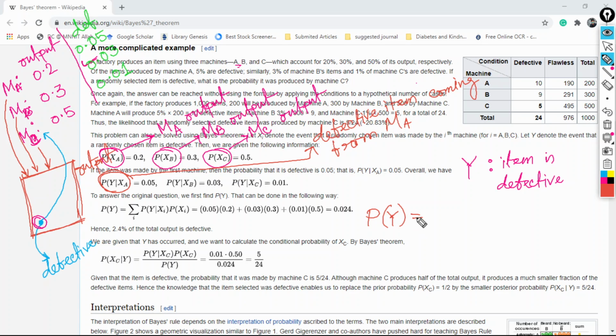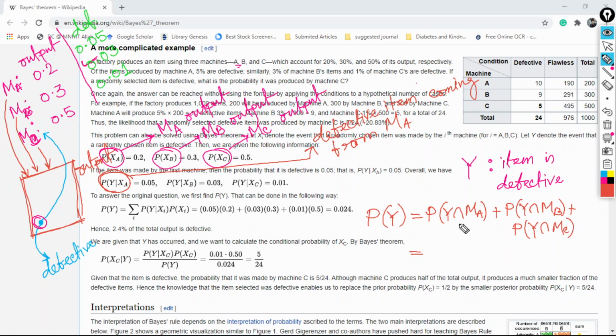The probability of defective items means the probability that the item is defective and it is coming from machine A, or the item is defective and it is coming from machine B, or from machine C. There are only three possibilities. Plus sign means or, and intersection means and. So for the or sign I am using the plus sign.